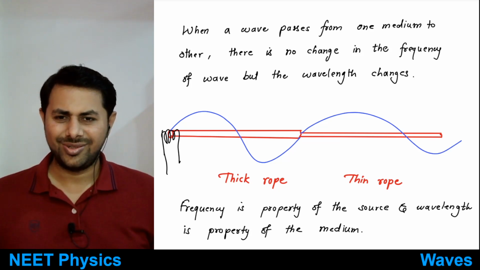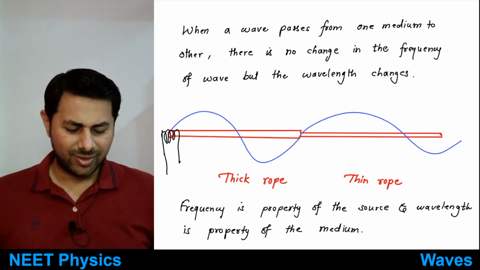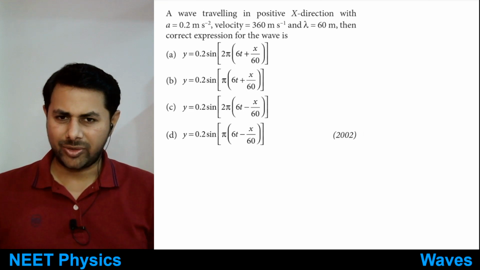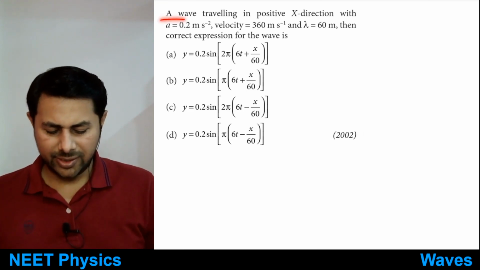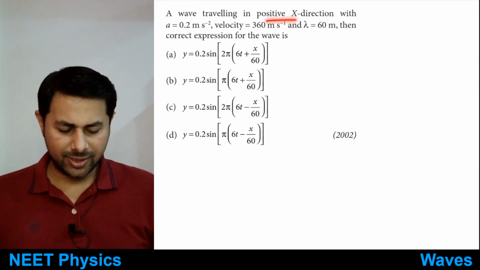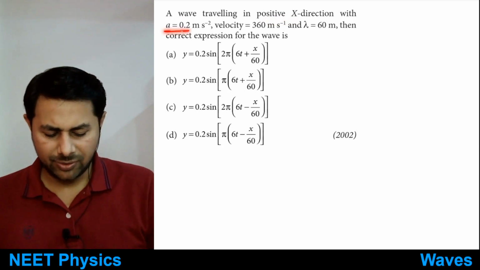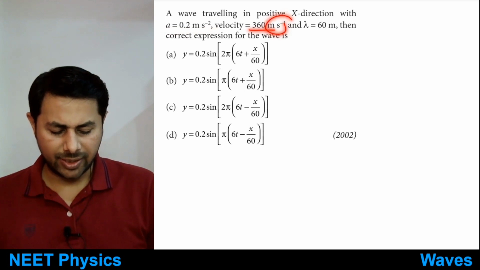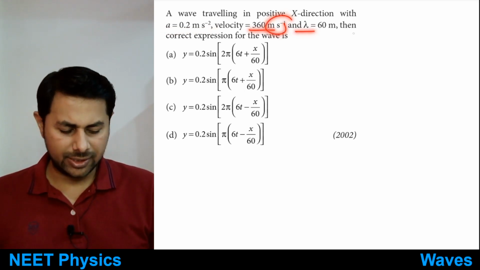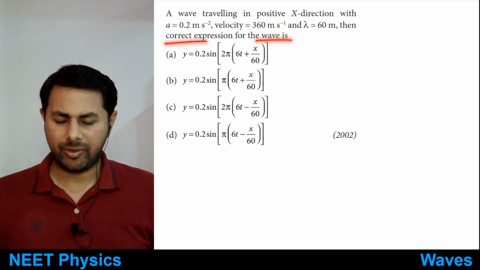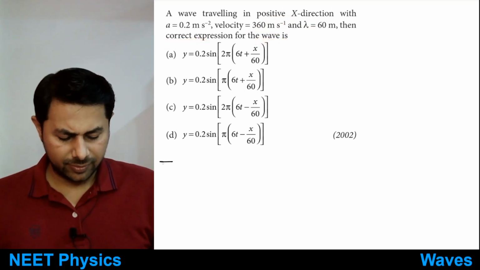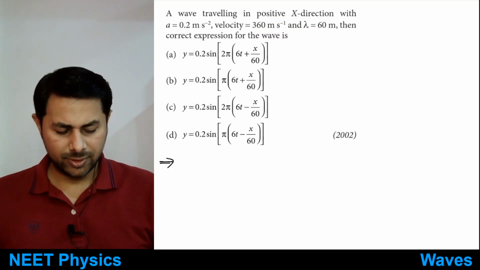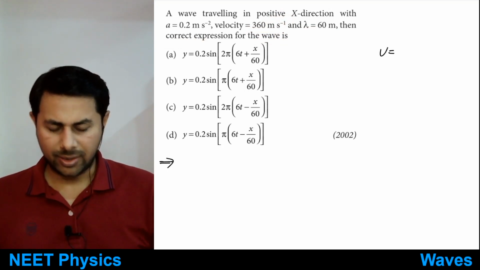Yes, no? Okay, good. All right, so then let us see some problems based upon whatever we discussed. Let's see this one. A wave traveling in positive x direction with a equals to 0.2 meters, velocity of 360 meters per second, and lambda equals to 60 meter. Then the correct expression for the wave is, tell me. The wave is traveling in positive x direction. V is given, lambda is given.